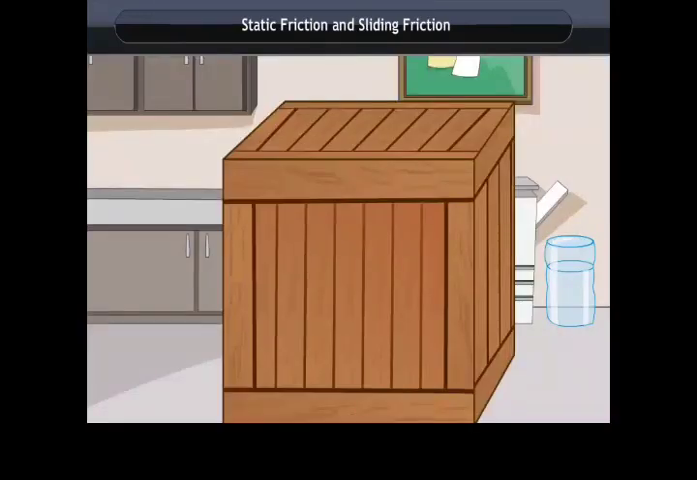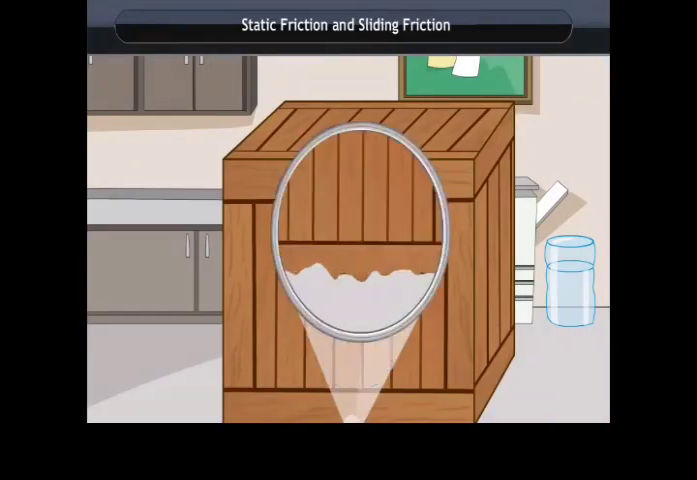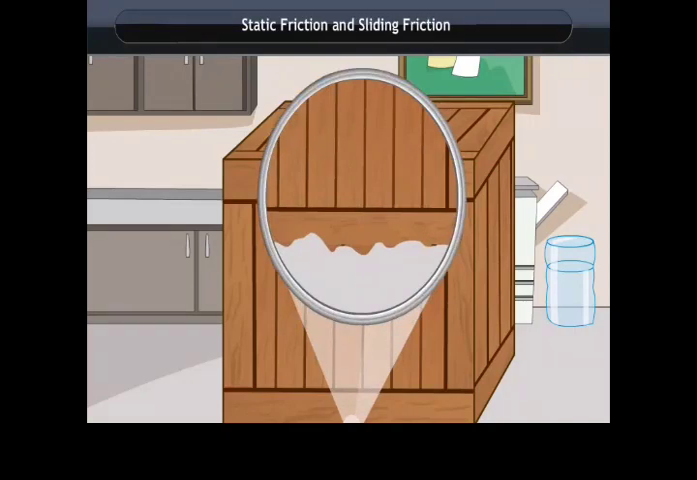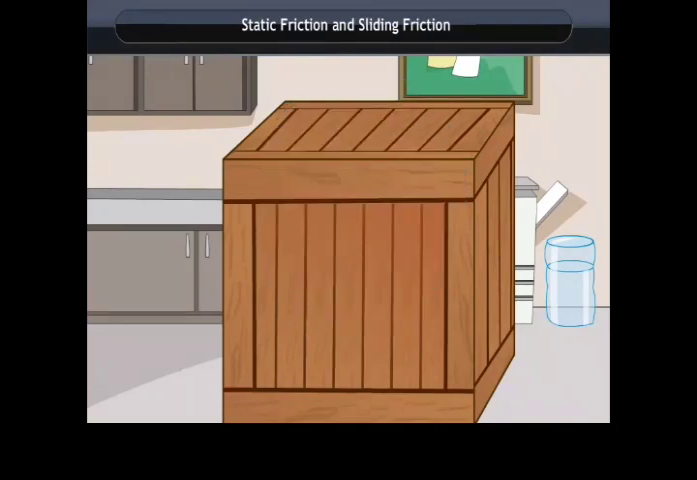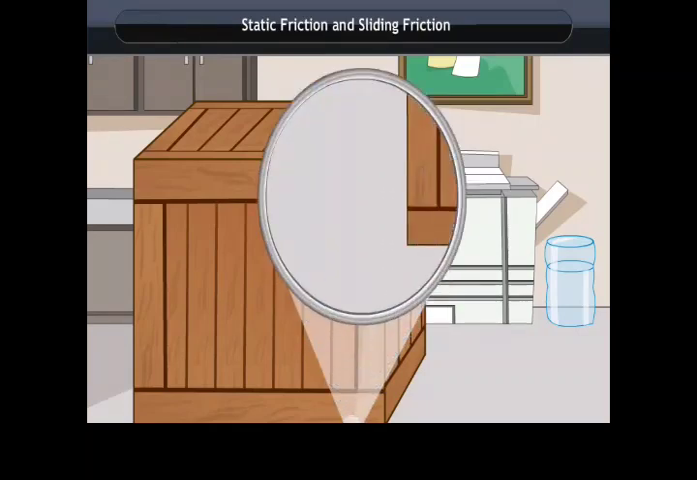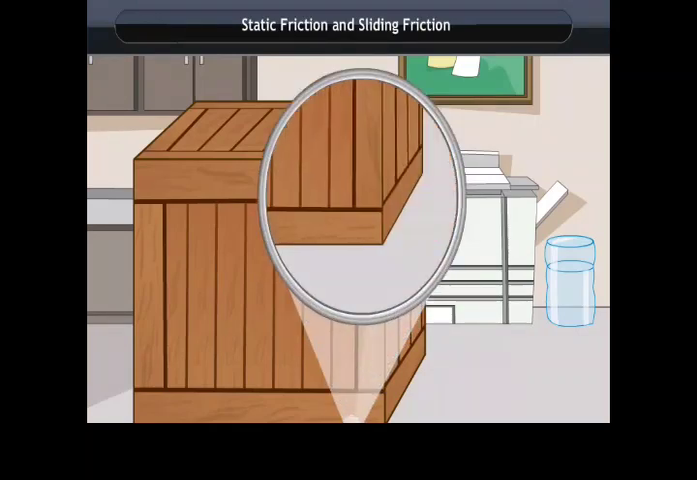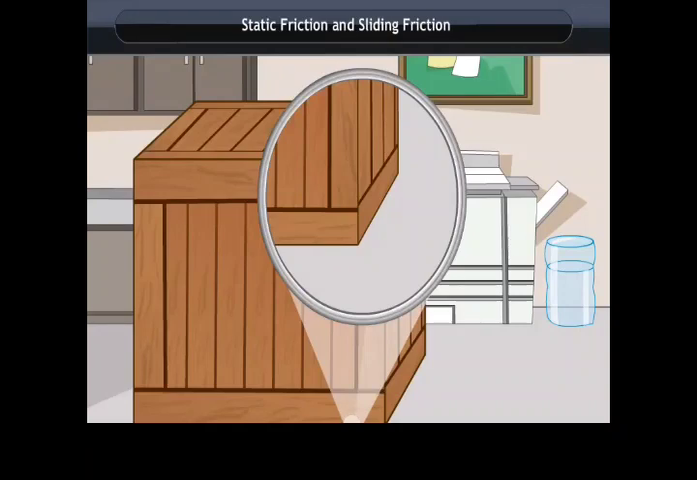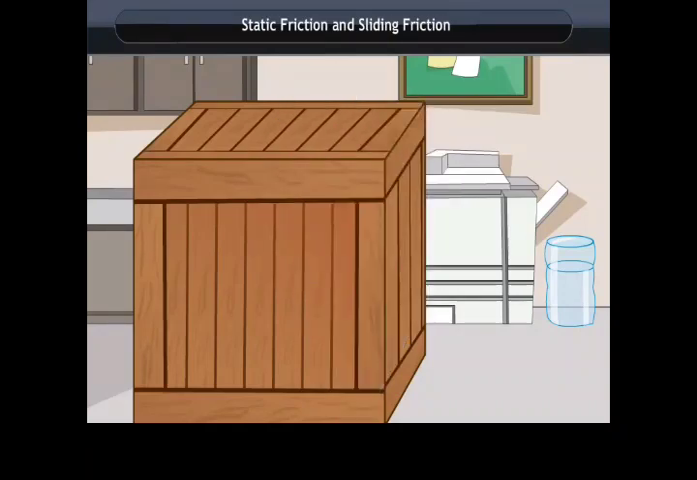Now as a force is applied to move an object at rest, the contact points on the surface of the box are interlocked with the contact points on the floor. But as the box starts moving, there is not enough time for contact points on the surface of the box to lock with the contact points on the floor. It means sliding friction is lesser than static friction. That is why it is easier to move an already moving box.